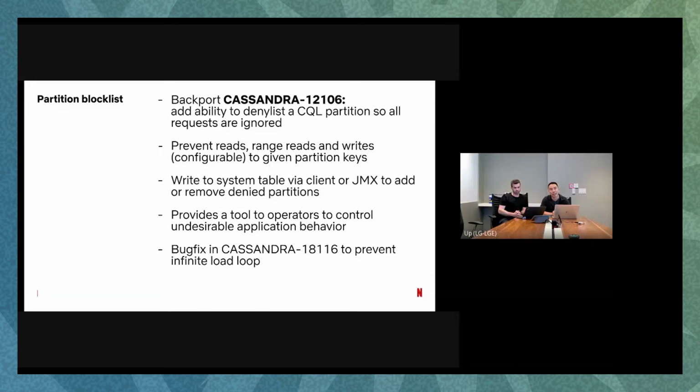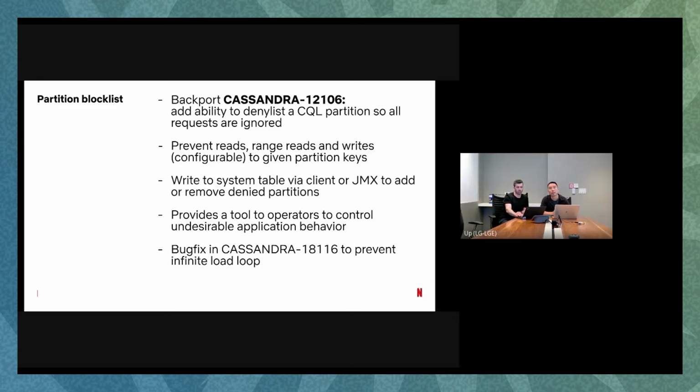That feature enables us to prevent all the reads or range reads or writes, and it's configurable, what we want for the given partition keys.